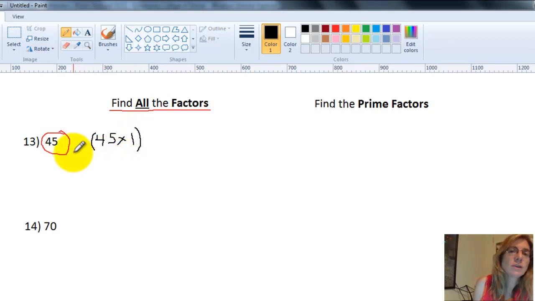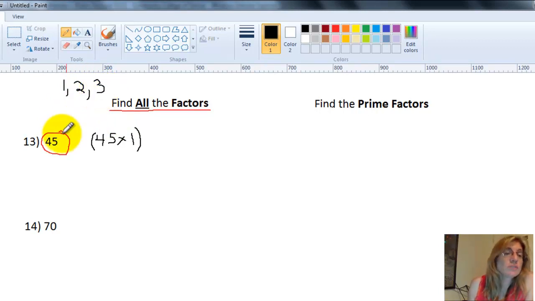However, you can use your divisibility rules and go to the next number, and what I mean is I looked at the number 1. 1 times 45 is 45. I looked at the number 2. 2 times any number doesn't equal 45. Let's look at the number 3.